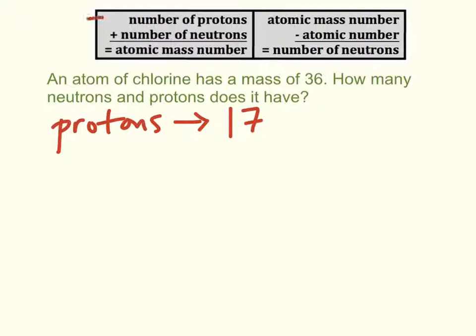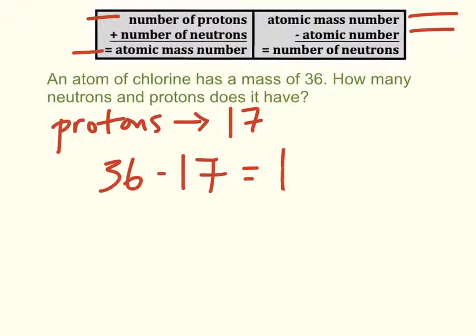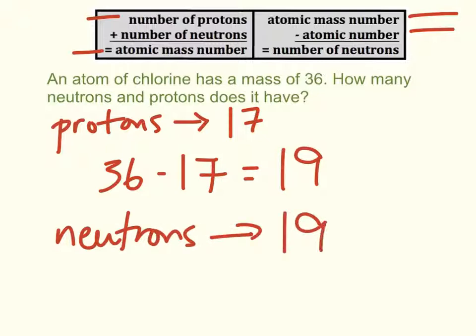Now we know this, and we know the atomic mass number. So we're trying to find the number of neutrons. We're going to use this formula over here. We know the atomic mass number, we know the atomic number, and we're going to find the number of neutrons. The atomic mass number is 36. I am subtracting the atomic number. And so the overall number of neutrons, the answer, is going to be 19.